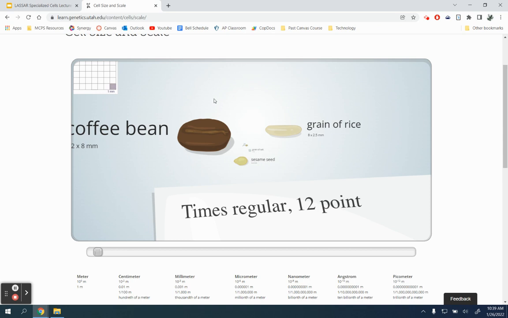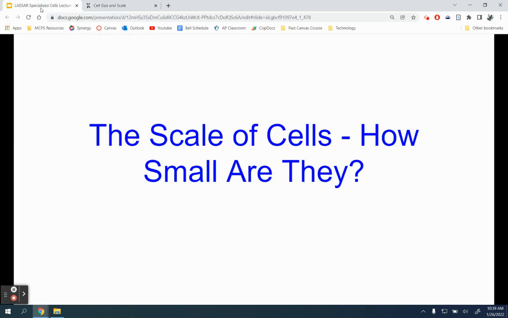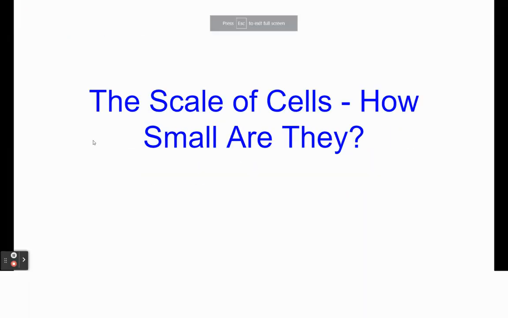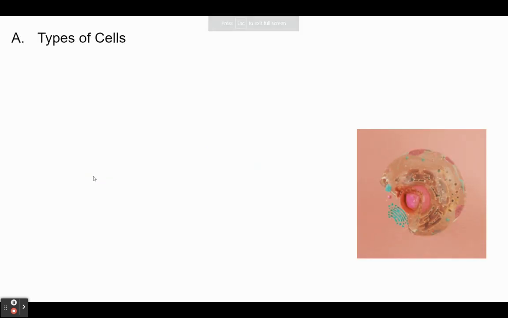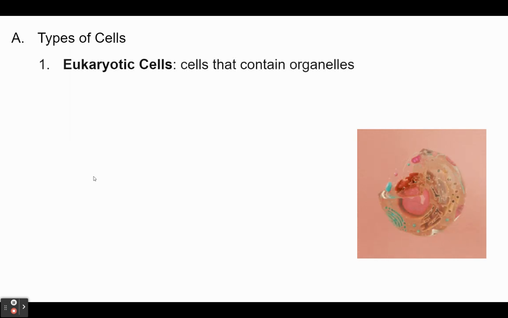Okay, so with that scale in mind, let's learn some of the details. And now we're going to start writing stuff down. Our first section, section A, is types of cells. And there's two main types. Type 1 is a eukaryotic cell.